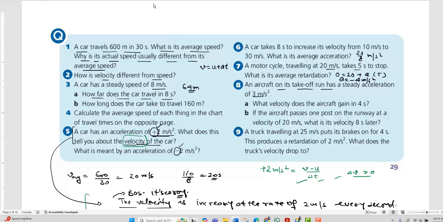B. If the aircraft passes one post on the runway at a velocity of 20 meters per second, what is its velocity 8 seconds later? The acceleration is still 3 meters per second square, right? So then that would be 44 meters per second.